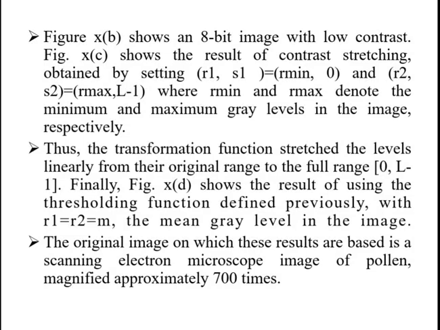Finally, figure (d) shows the result of using the thresholding function defined previously with r1 = r2 = m, the mean gray level in the image. The original image on which these results are based is a scanning electron microscope image of pollen, magnified approximately 700 times.